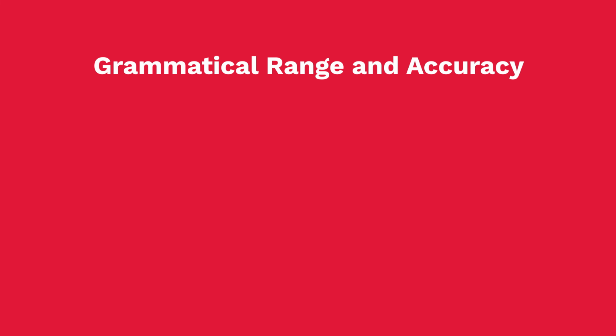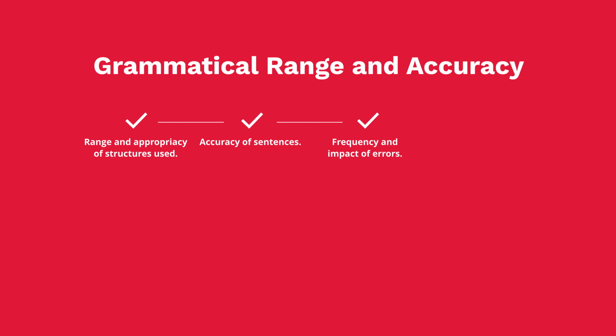In this video, we've seen that for grammatical range and accuracy, the following areas are all important: the range and appropriacy of the structures you use, the accuracy of your sentences, the frequency of errors but also the impact of those errors, and finally, how accurate and appropriate your punctuation is.